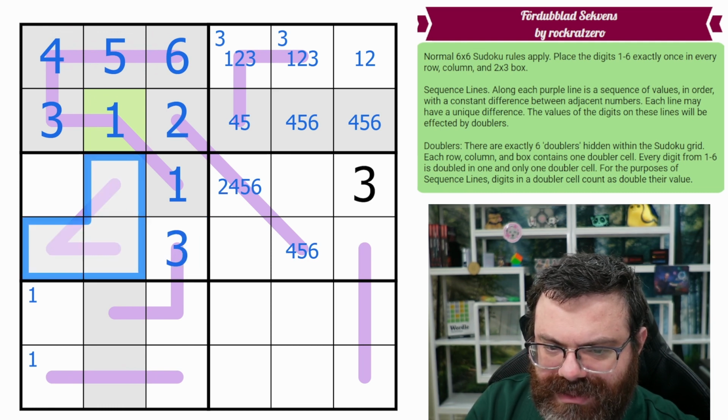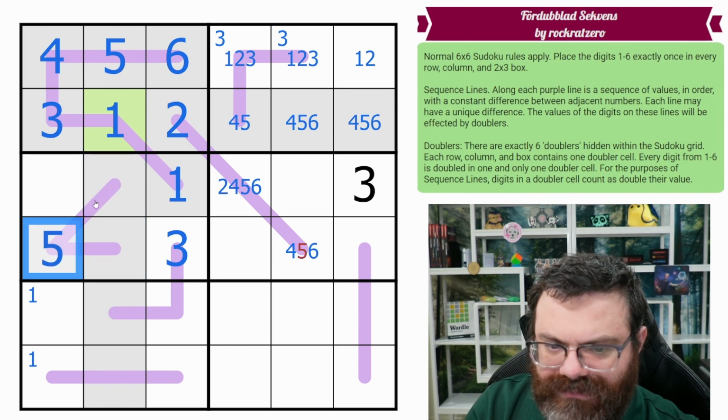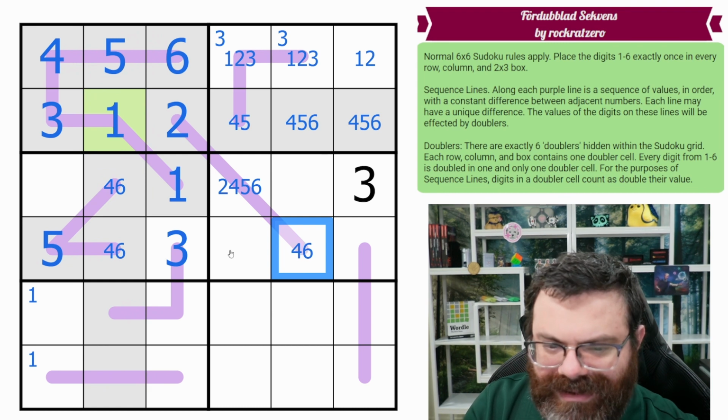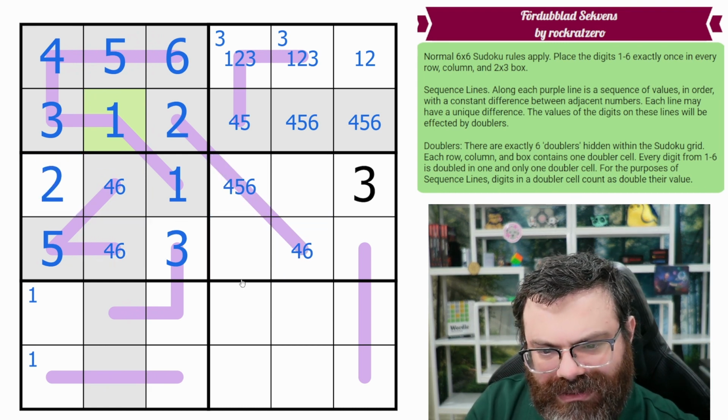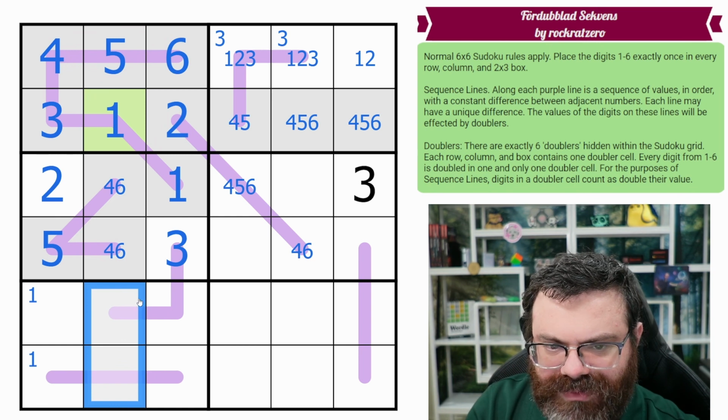And then this has to be 2, 4, 6. No, I'm wrong. This has to be 4, 5, 6. Yeah, 5 with a 4, 6 pair. That's what it was. This is a 2. Don't know which is doubled. Let's get this pair here. We need a 2 and a 3.